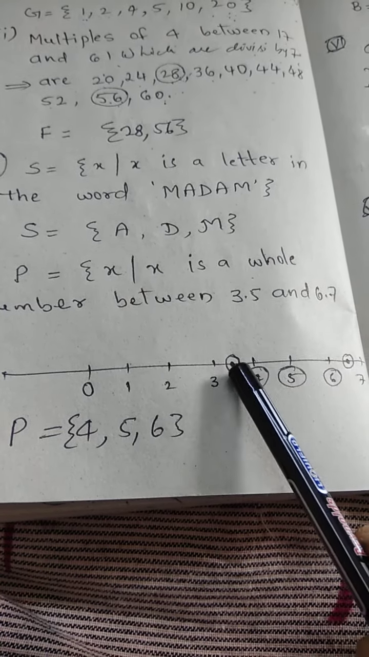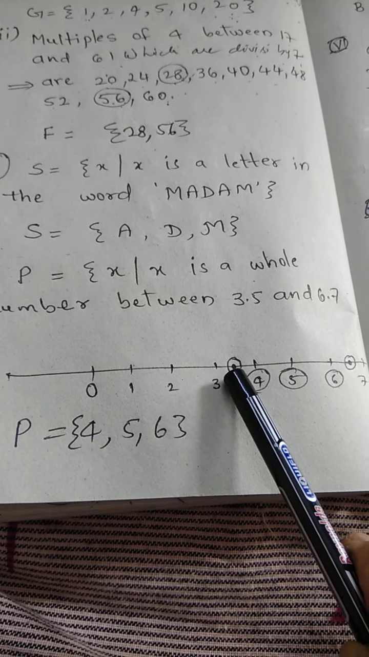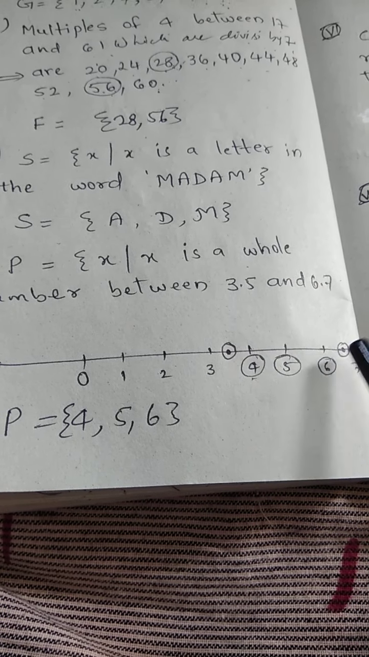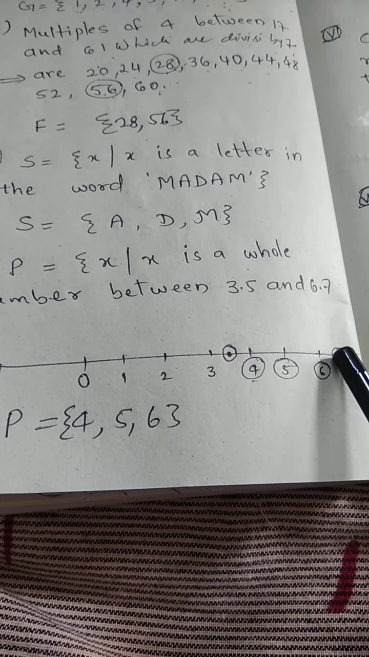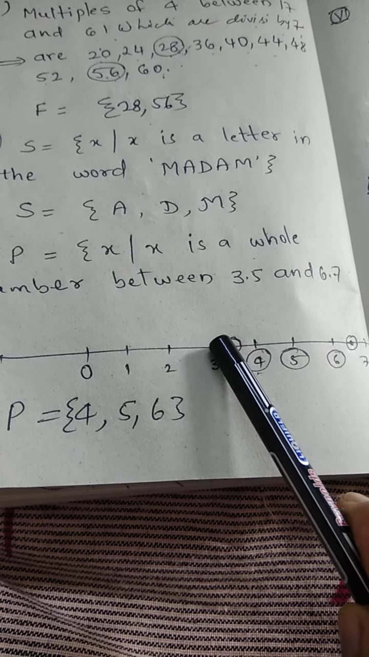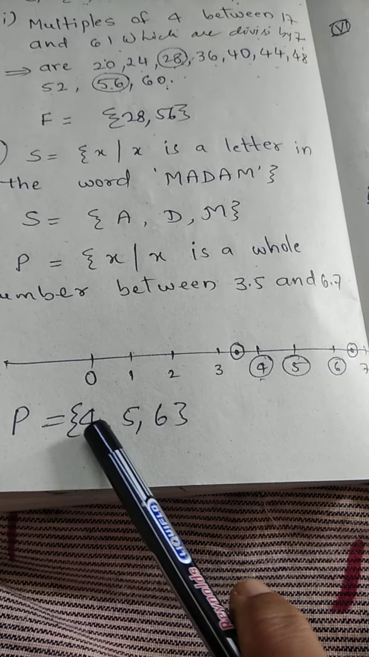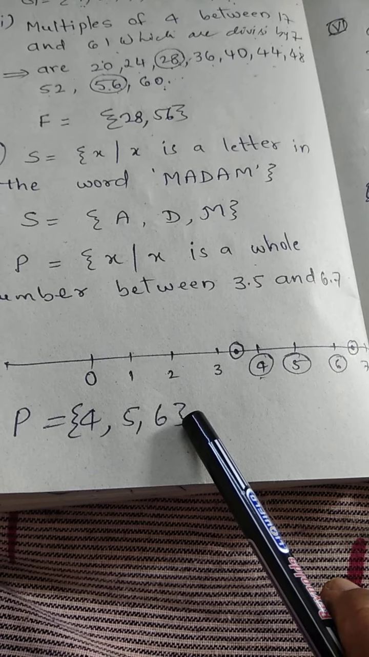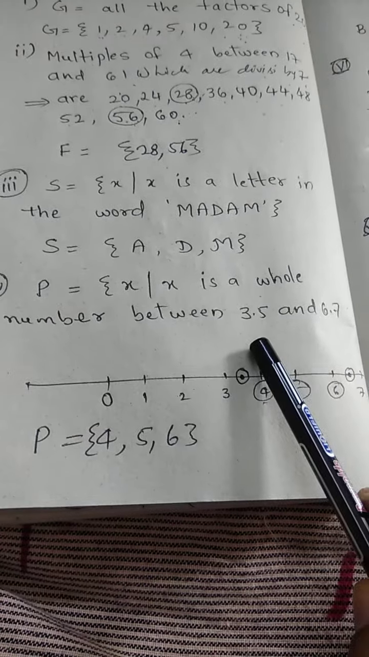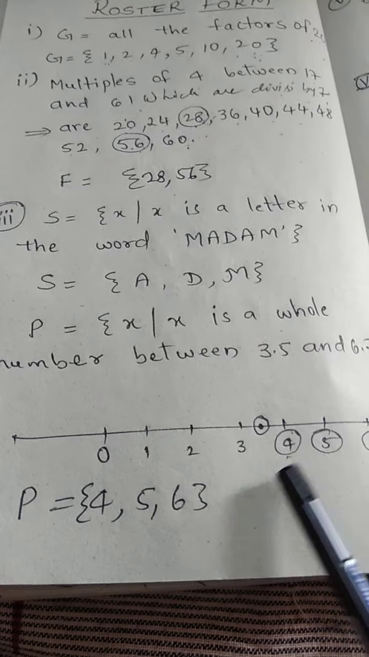Where is 3.5? 3.5 is here: 1, 2, 3, and in the middle 3.5. And 6.7 is here, between 6 and 7. What are the whole numbers between this point and this point? 4, 5, 6. So the answer will be 4, 5, 6. We have to list the whole numbers between 3.5 and 6.7. So the whole numbers are 4, 5, 6.